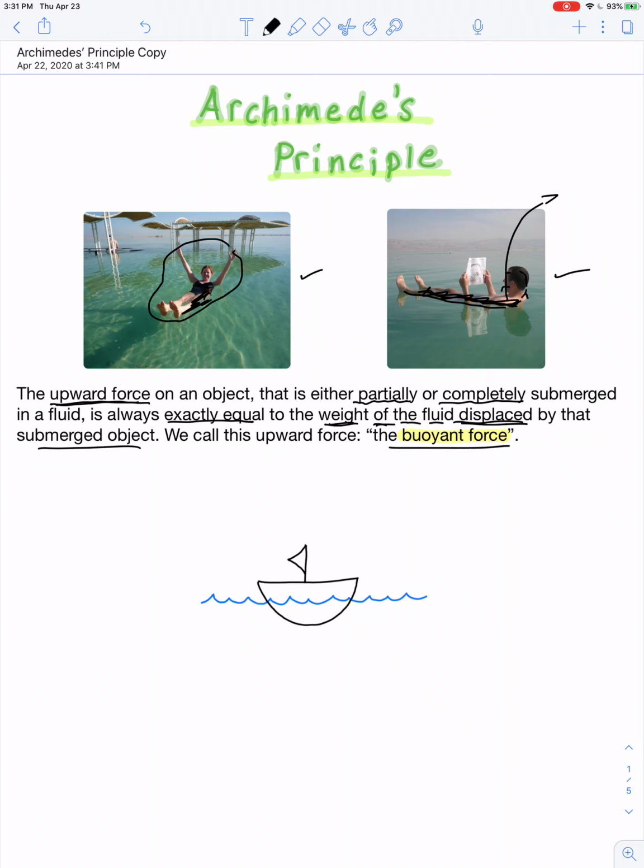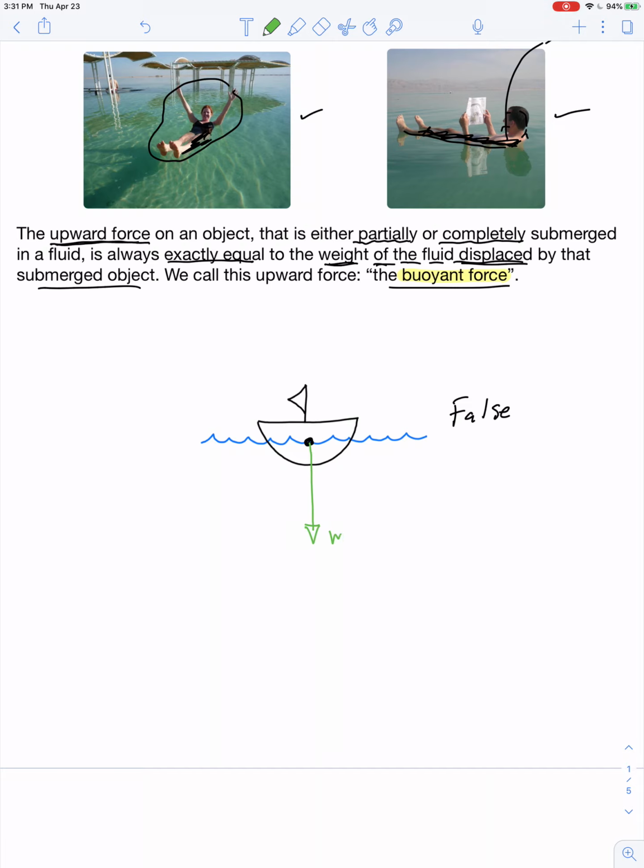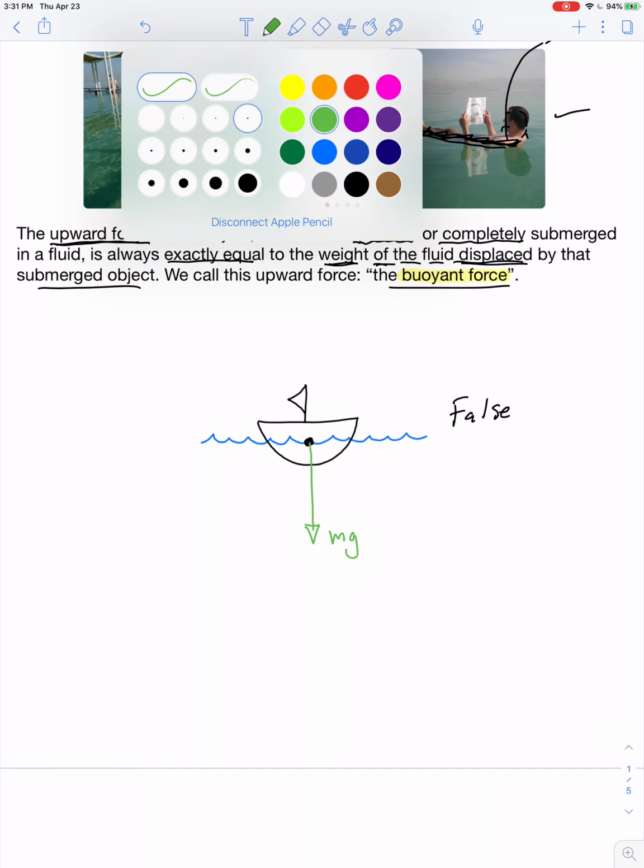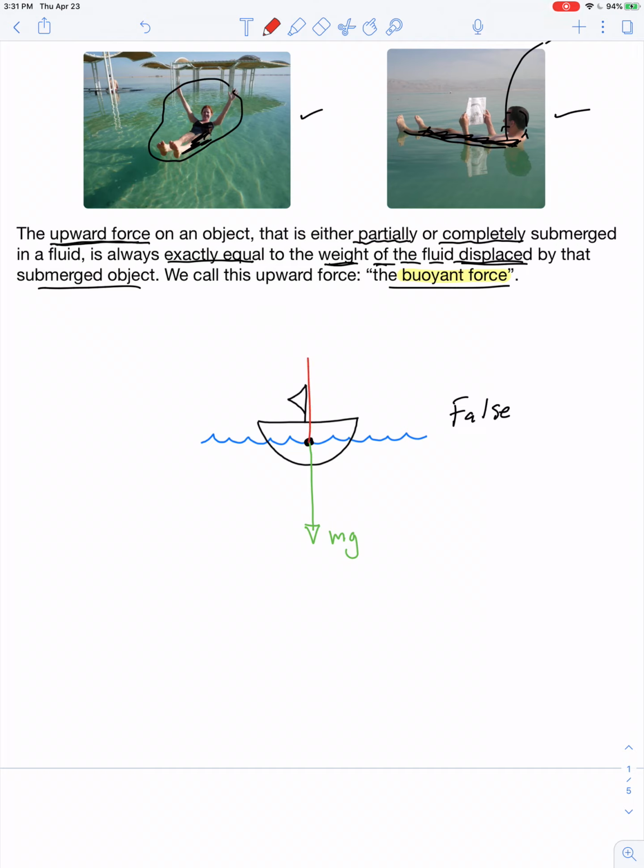Let's picture a free body diagram. Let's say that vector represents the weight of the boat. If the buoyant force was greater than the weight of the boat, it wouldn't be in equilibrium and it would accelerate upward. If the buoyant force were less than the weight of the boat, then the boat would be sinking. So what's the situation when an object floats? Yeah, if the object floats, then the buoyant force and the weight are equal to one another.